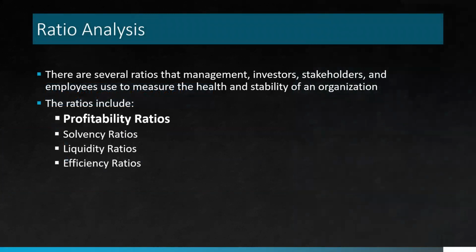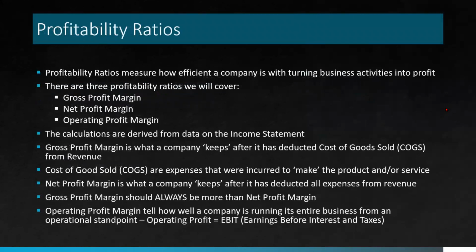So for ratio analysis, there are several ratios that management, investors, stakeholders, and employees use to measure the financial health and stability of an organization. There are several different types of ratios, but for this lecture, we're going to be focusing on profitability ratios. So what does a profitability ratio tell you? It measures how efficient a company is with turning business activities into profit.